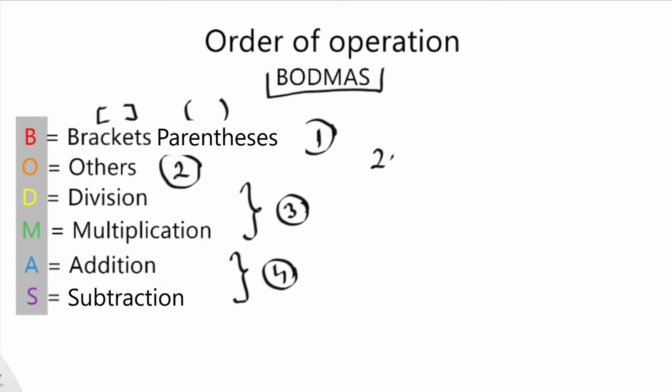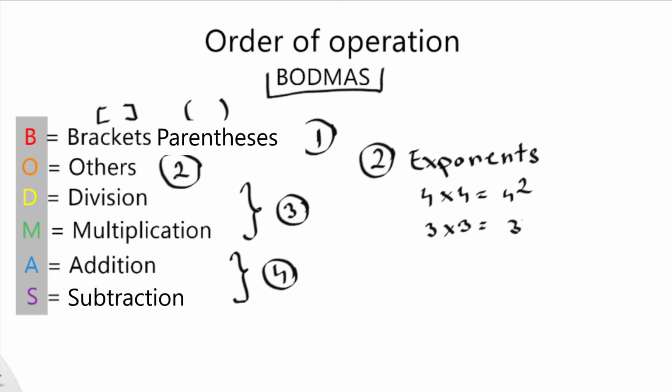Yes, let's move to rule number 2. Here we have others. Others can mean lots of things. But for the moment, let's talk about exponents. Those are basically just repeated multiplication. So, for example, 4 times 4, we can write it as an exponent, which is 4 squared. 3 times 3, again, an exponent, which is 3 squared.